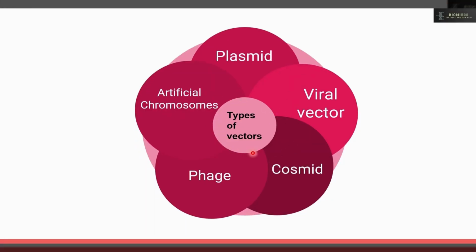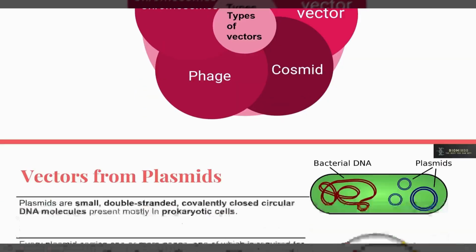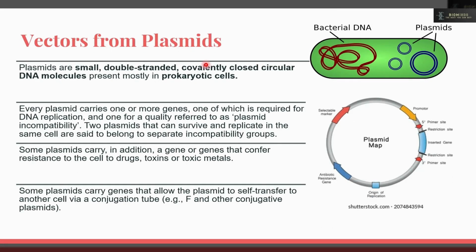There are certain types of vectors. Here you can see the plasmid vector, the viral vector, which is derived from the virus, the cosmid, the phage vector from bacteriophage, and the artificial chromosome, which is a modified version of the vectors. Today we will just discuss the plasmid vector, because it is very important and it was the first discovered vector.